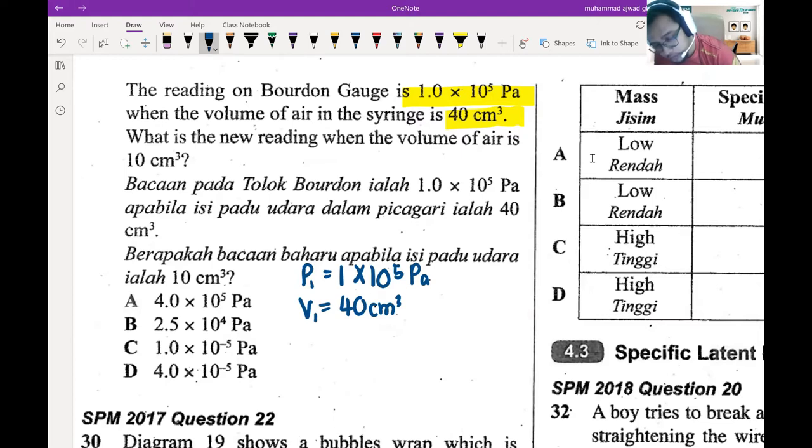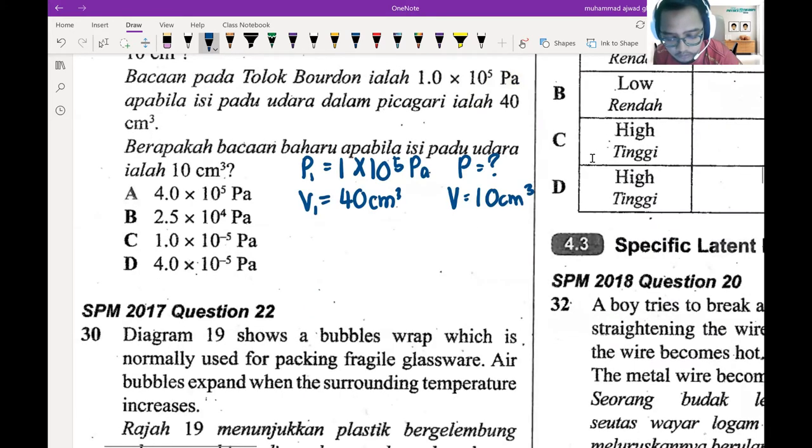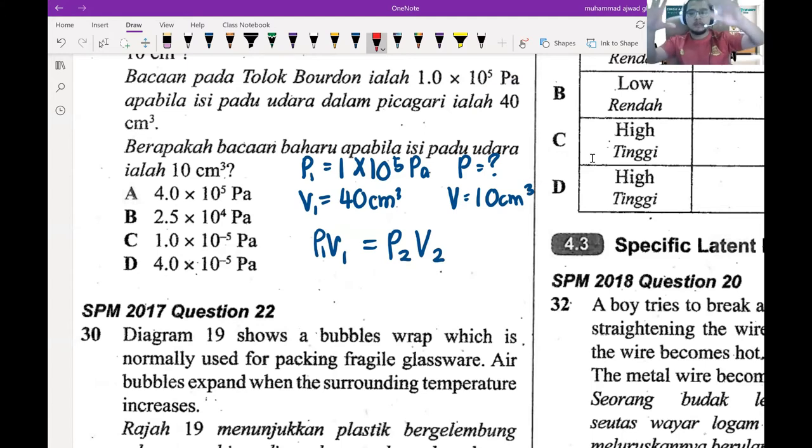And what is the new reading when the volume of air, so berapa P dia, when the volume of air dah jadi 10. Okay, so first this is Boyle's law. So Boyle's law is P1 V1 equals P2 V2. Okay, for gas law, formula dia tak bagi. So korang kena tahu nak buat formula tadi. Yang segitiga, boy, charge, pressure tu kena tahu. Okay, so masukkan.